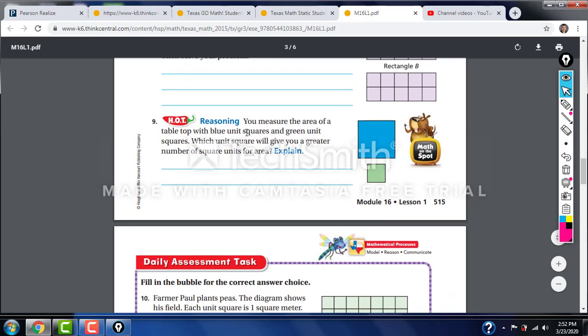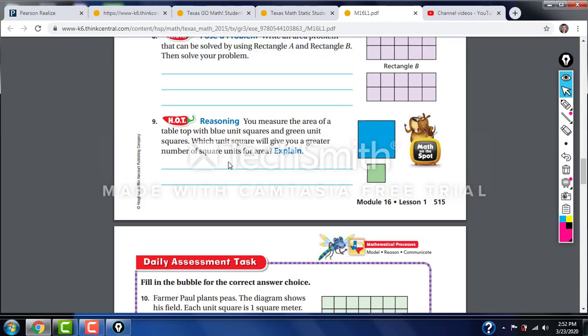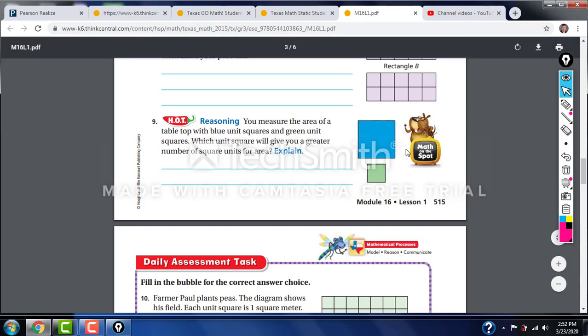Let's go to the reasoning. You measure the area of the tabletop with the blue square units and green unit. Here they are. Which square unit will give you a greater number of square units for area? Is this one, the blue one, or the green one? Explain it to me. And if you wrote down the blue one, you are correct, because the blue one has a greater area than the green one, so you would use this one to give you a greater number of square units for that area.